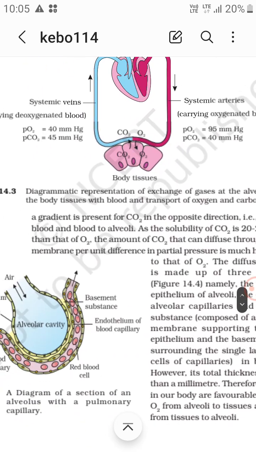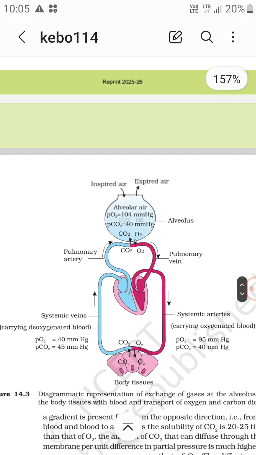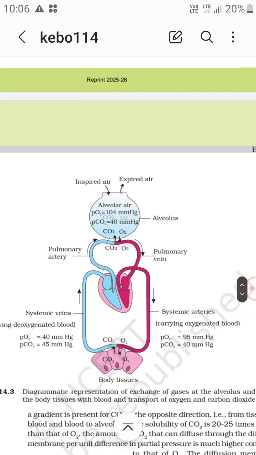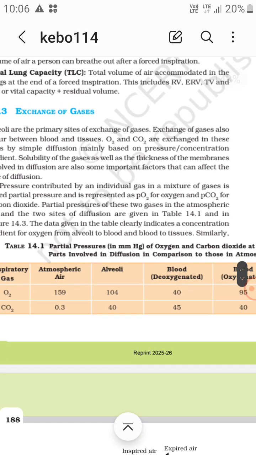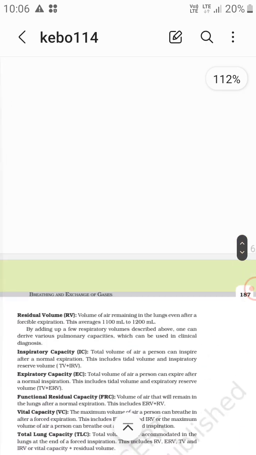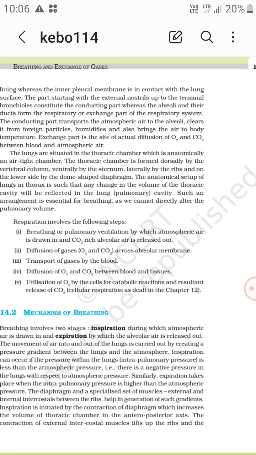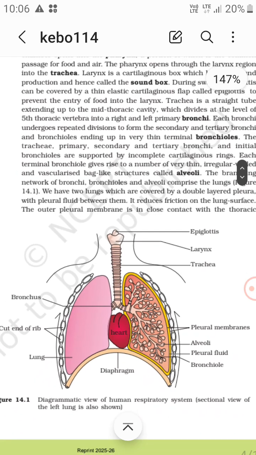Now I read this line there. So systemic arteries carry oxygenated blood, systemic veins carry deoxygenated blood. Just see everything in here. This diagram I also explained. Now, this diagram was left.